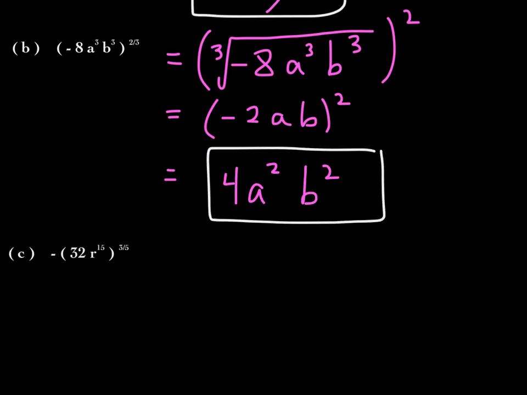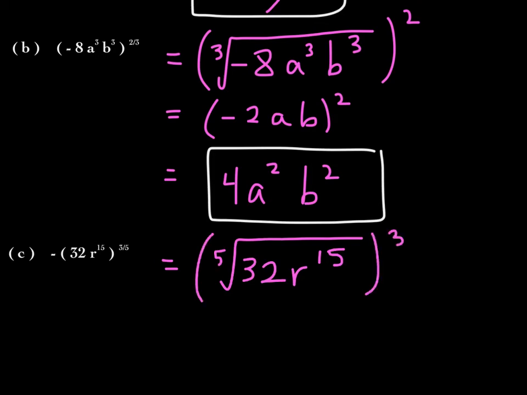All right, we have negative 32r to the 15th power and then raised to the 3/5. All right, so everything in the parentheses is your radicand. So 32r to the 15th power is your radicand. This will be the 5th root and then raised to the 3rd power, right? The negative that's on the outside of the expression remains on the outside of the expression. All right, now the negative is on the outside.